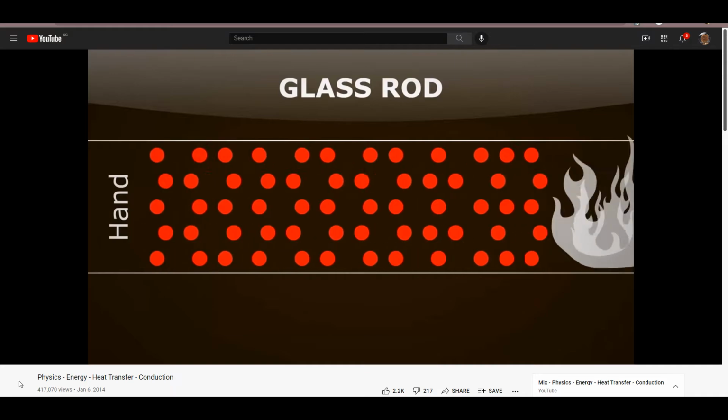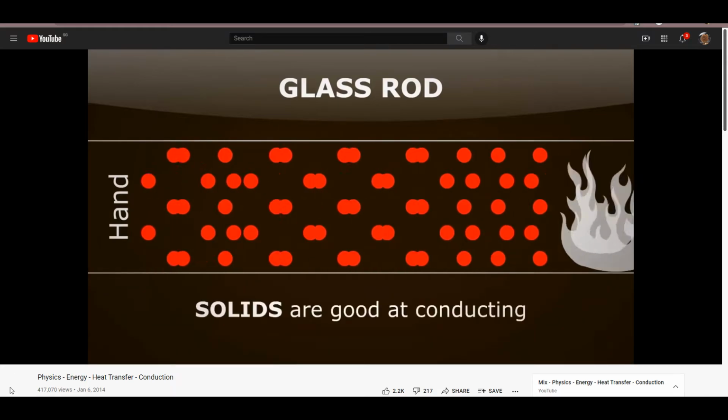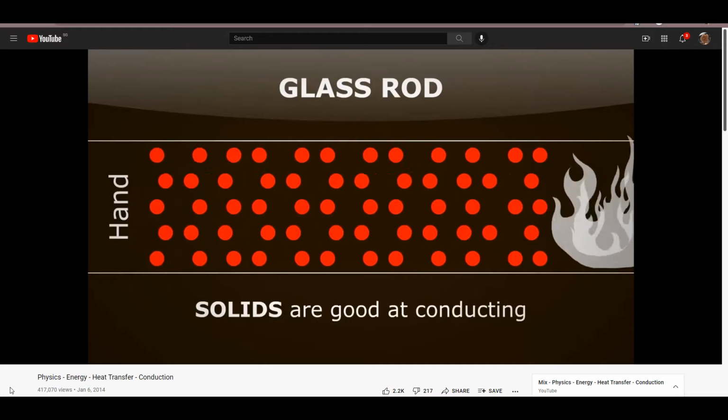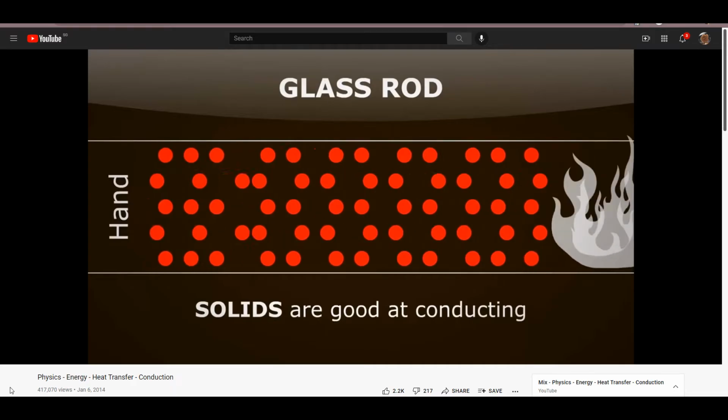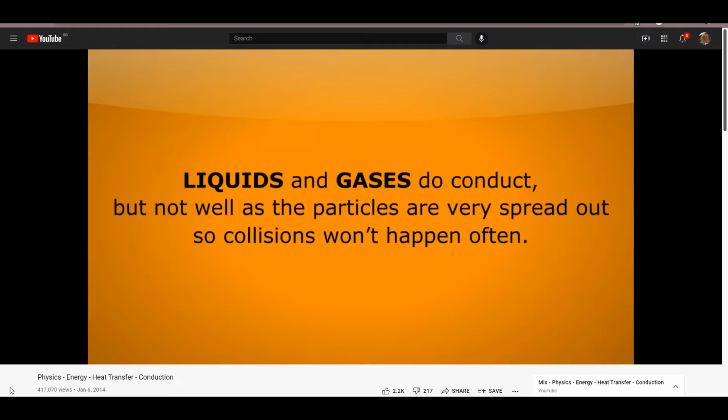This is how conduction happens in most normal solids, and it's why solids are so good at conducting, because the particles are so close together that they collide very often. If you imagine it with a liquid or with a gas, the particles are quite far apart, so they do still conduct, they can still collide, it's just not going to happen very often.